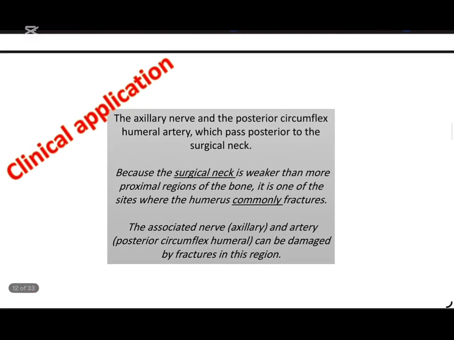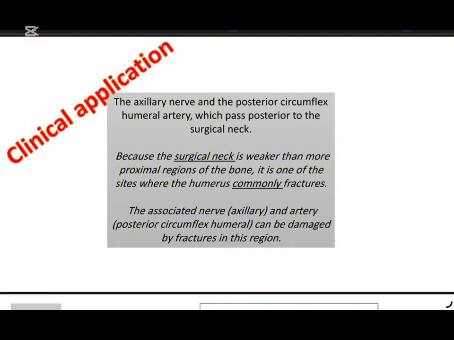So here, clinical application. We said earlier that the surgical neck is a common site of fracture. But why is it important? Because there are important structures related to the surgical neck of the humerus, which are the axillary nerve and posterior circumflex humeral artery. If a fracture occurs at this area, these structures could be damaged. So it is very important to know the structures related to the surgical neck.